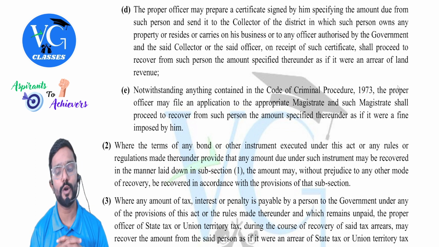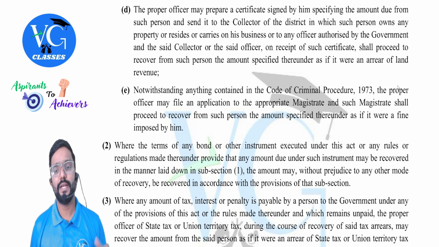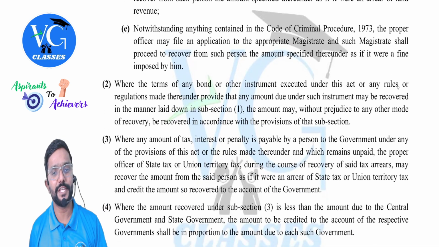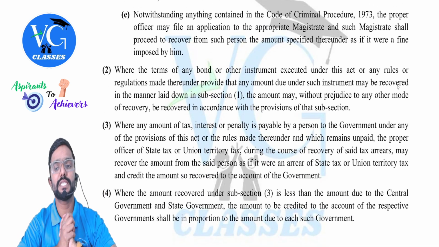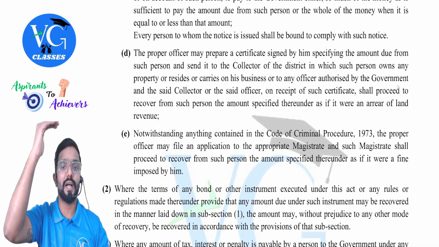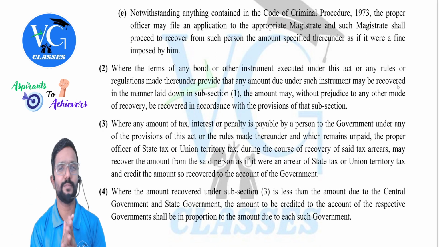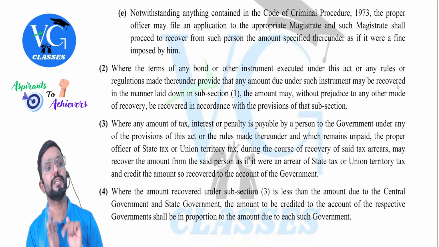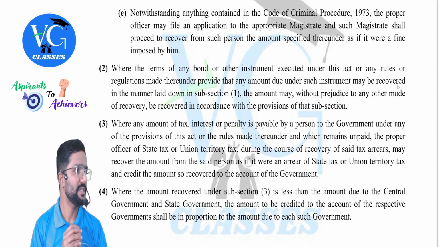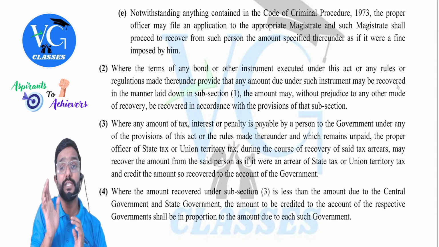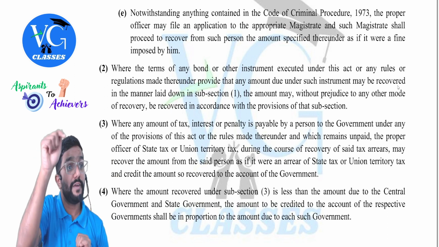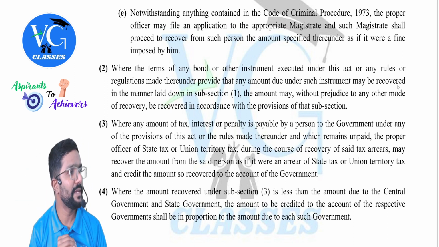E. Notwithstanding anything contained in the Code of Criminal Procedure 1973, the proper officer may file an application to the appropriate magistrate, and such magistrate shall proceed to recover from such person an amount specified thereunder, as if it were a fine imposed by him. Now, like how we requested the collector, the same way he can also request the magistrate, telling, sir, please collect and give this amount. Who will request this? The proper officer. To whom? Magistrate. Now, if the magistrate is okay with it, he will collect it as if it is a fine imposed by him.